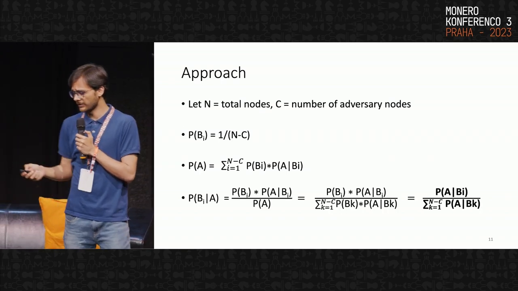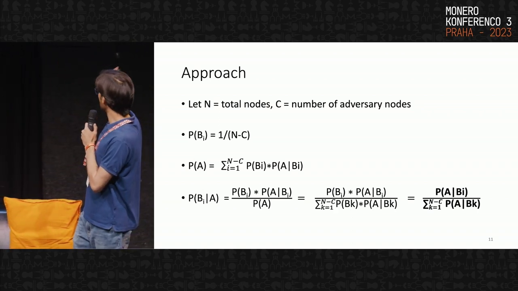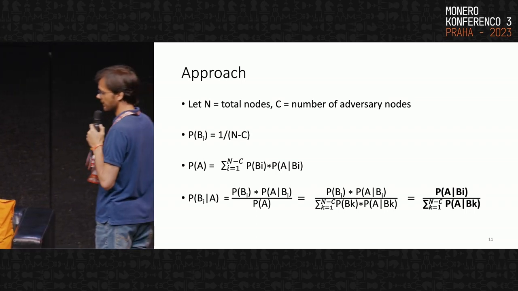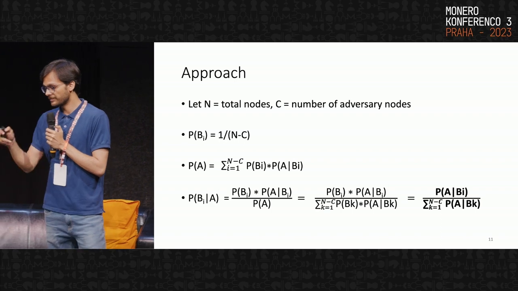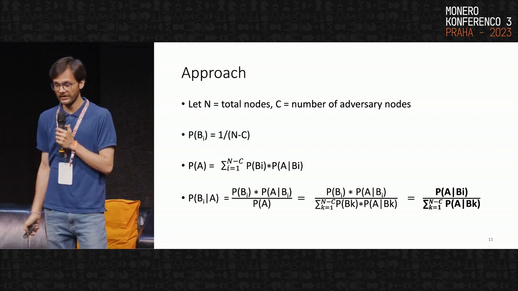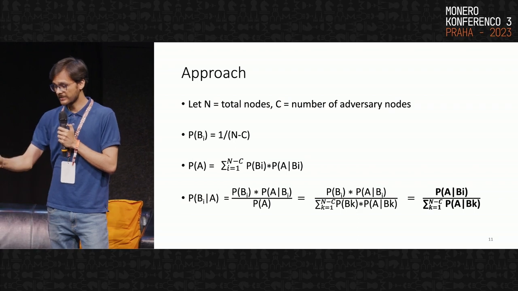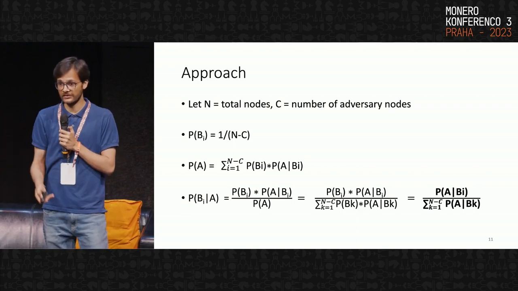Without going into further details, if we substitute these in the formulas, we eventually get what is there on your extreme right corner, in which case the only thing that we need to calculate is P(A | BI). This is some probability, and we'll look at how we can do this. Once we have this, we'll have a probability distribution of the possible senders for any given transaction.